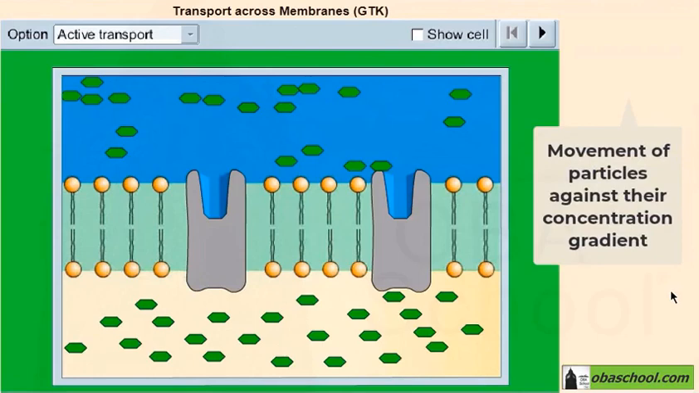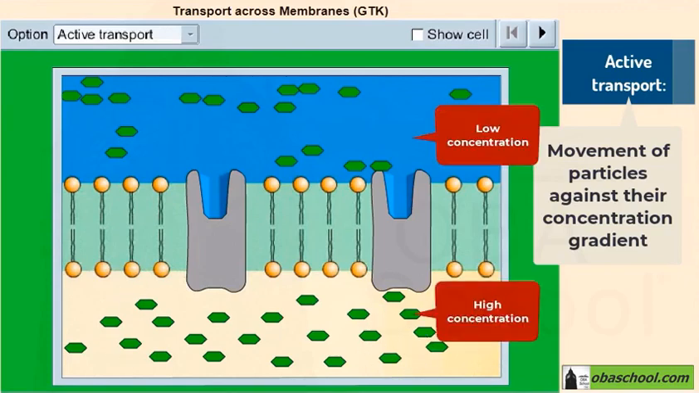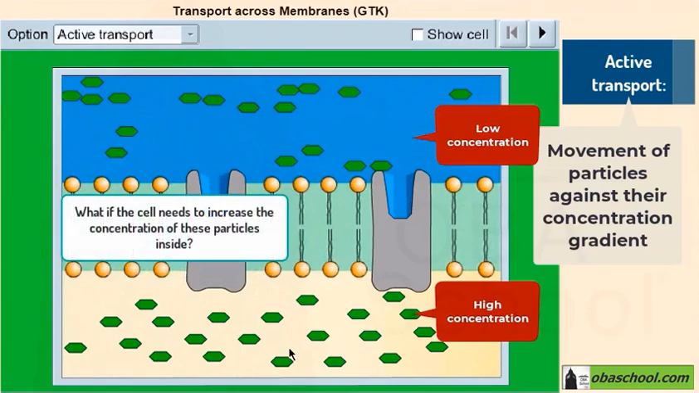On the other hand, sometimes the movement of the particles is against their concentration gradient, and this is known as the active transport. We can all notice a high concentration of particles inside the cell compared to the outside environment. So actually the particles are moving against their concentration gradient. But what if the cell needs to increase the concentration of these particles inside?